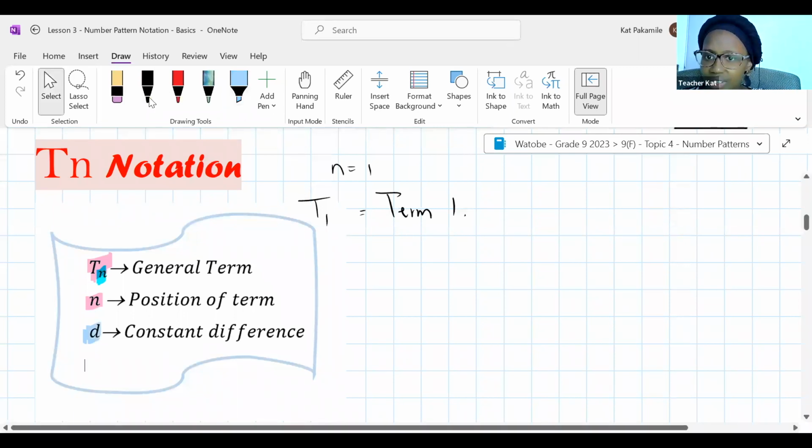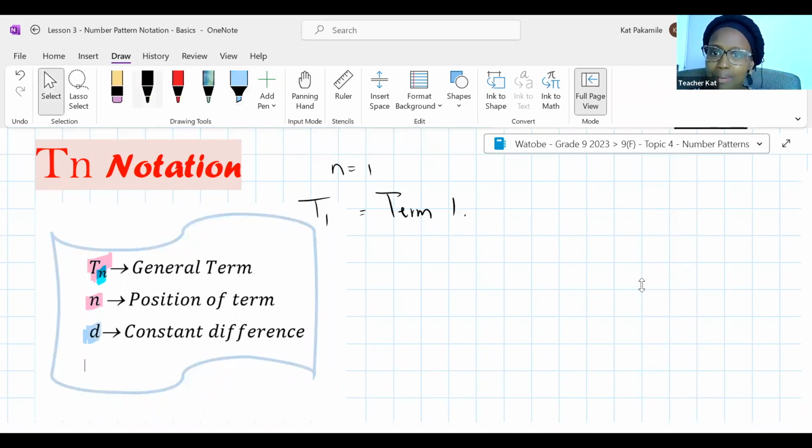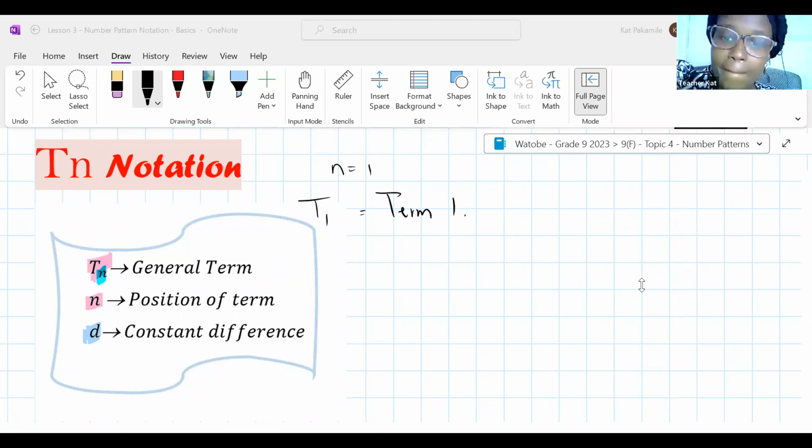What is the constant difference again? Please remind me in the chat what I said the constant difference is, or whatever you remember about the constant difference. Remind me. Anybody? What we used to go to the next term, after adding or subtracting.